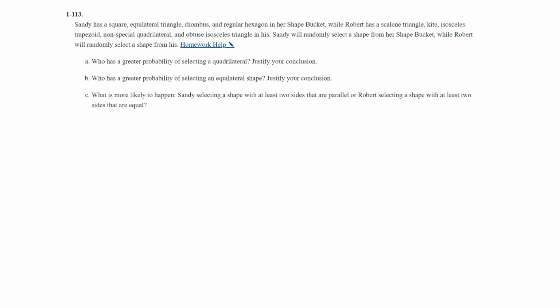So let's go through and mark what they have. So Sandy has 1, 2, 3, 4 total shapes in her shape bucket. And for a quadrilateral, we have a square and a rhombus. So for Sandy, looks like she has a 2 out of 4 chance, or 1/2 or 50%. Let's see what Robert has. There we go. He has 1, 2, 3, 4, 5 shapes in his shape bucket.